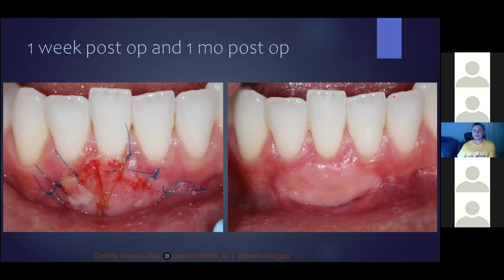And let's look at the follow-up. So this is 1 week and 1 month follow-up. As you can see, we're able to get beautiful root coverage. There are no probing depths. If you put a periodontal probe right there, the probing is going to be 1 to 2 millimeters usually.